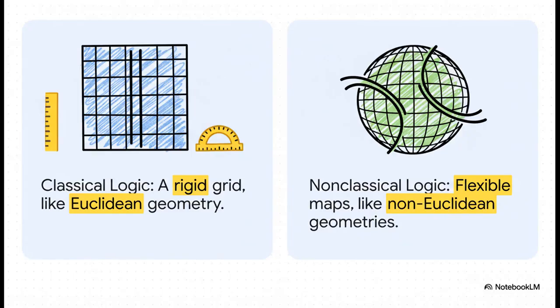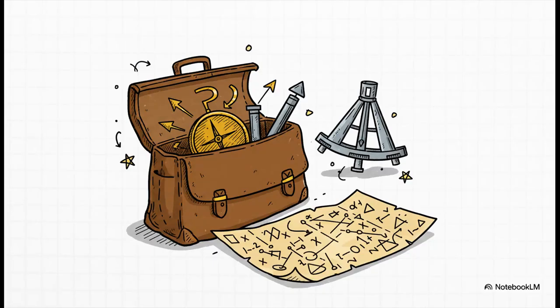Here's a cool way to think about it. If classical logic is like the perfect, predictable grid of the geometry you learned in high school, Euclidean geometry, then non-classical logics are like the totally mind-bending worlds of non-Euclidean geometry, where parallel lines can actually meet and the fundamental rules just change. We're not just finding new places on the old map here, we are literally discovering entirely new kinds of maps.